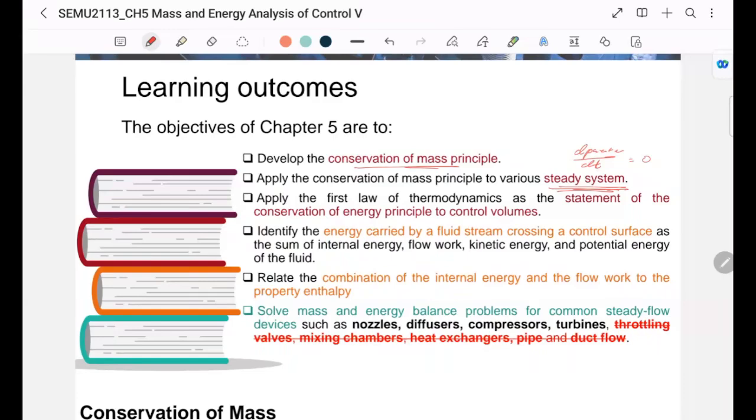And also, we will be applying the first law of thermodynamics, which is the conservation of energy. We'll apply that to the control volume. So we always have a control volume that we are analyzing. We're not analyzing everything. We always draw a boundary, the system boundary. So within the control volume, we'll apply the first law of thermodynamics, conservation of energy, and also conservation of mass. Then we'll be able to solve the problem.